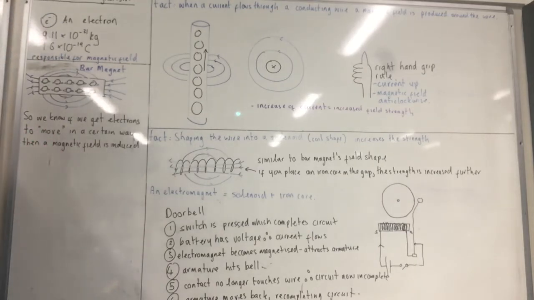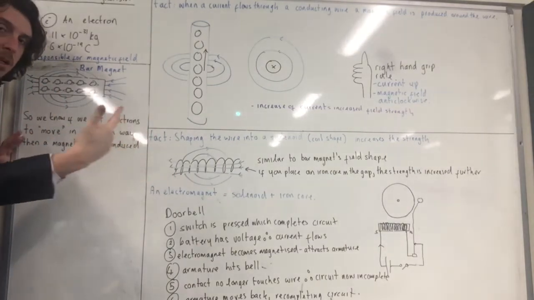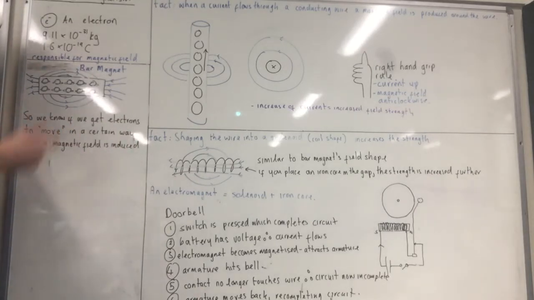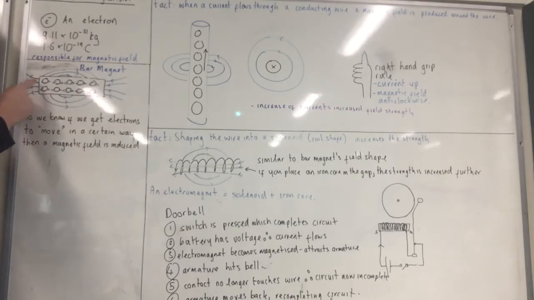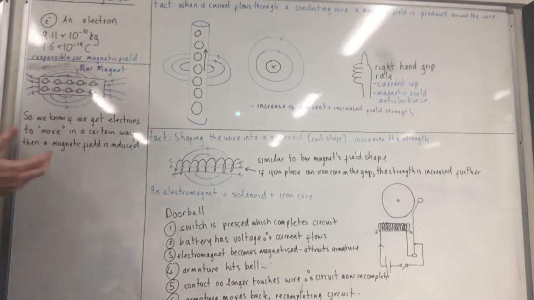going on. So, in terms of a bar magnet, we talked about how we could have iron, nickel, cobalt, steel, and all of these, we can get the electrons spinning in the same direction, and we can generate a magnetic field. We talked about how if we've got a north and a south, then the magnetic field moves from north to south. So we now know that if we can get electrons to move in a certain way, then a magnetic field is induced.